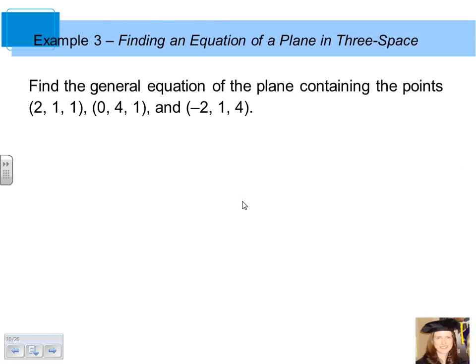Find the general equation of the plane containing the points (2, 1, 1), (0, 4, 1), and (-2, 1, 4). As I mentioned before, you need two things to find the equation of the plane. You need a point, and you need a normal vector. In this example, we're given 3 points altogether. We can pick one of those, but we need to determine a normal vector.